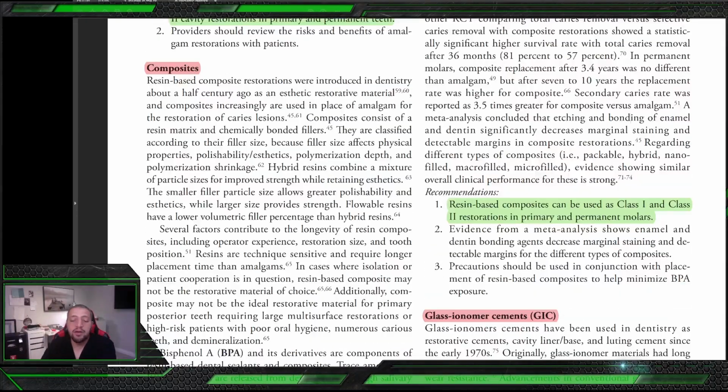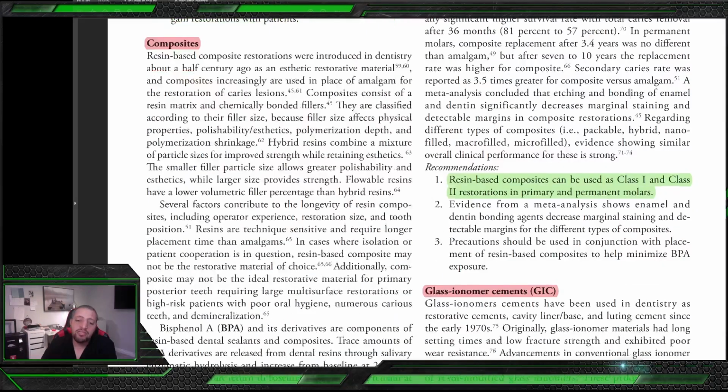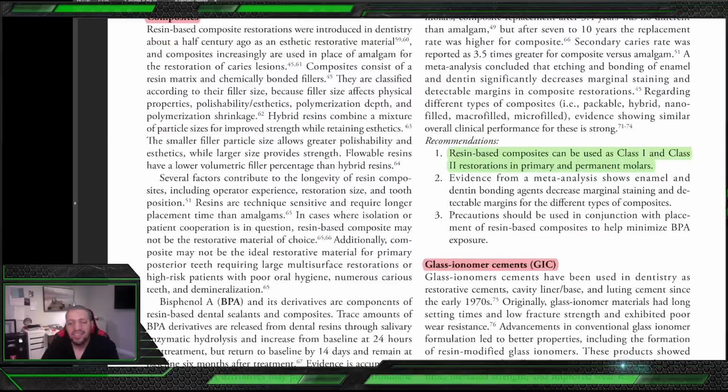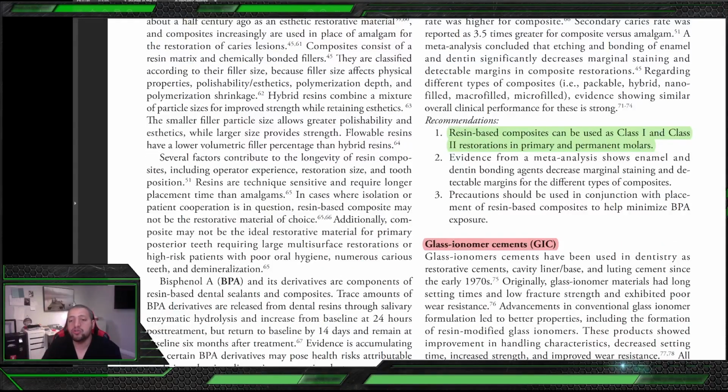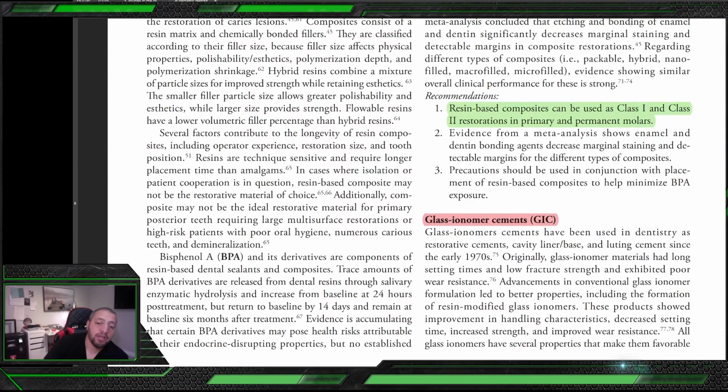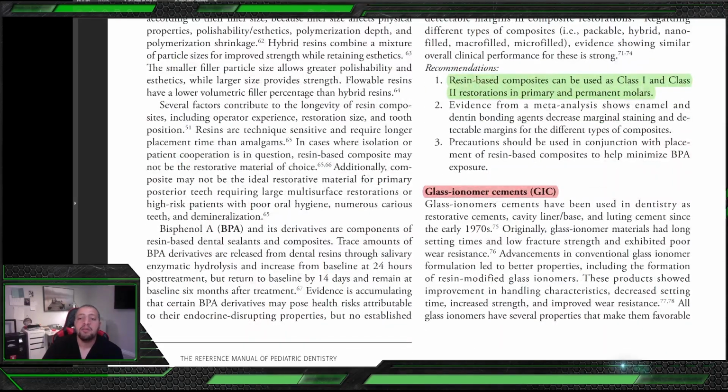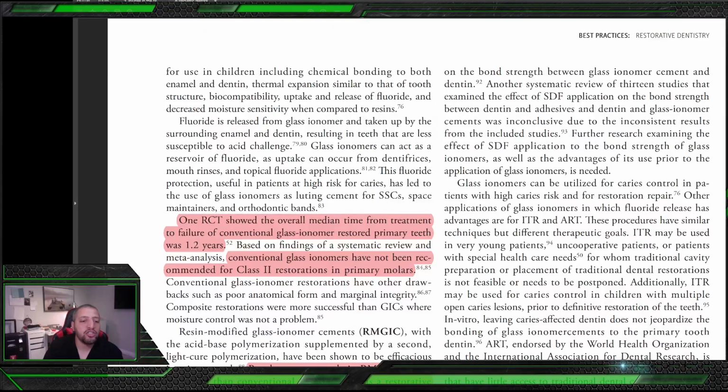And then we're gonna speak about glass ionomer cement. Glass ionomer cement can be used to restore it, but it has a lower success rate than amalgam and composite because it's just cement, but it can be used. And then he's going to give you the numbers for this one. For glass ionomer cement, one RCT showed the overall median time to treatment failure of conventional glass ionomer restored primary teeth was 1.2 years, so it's about 1 year. So I don't think this is a good recommendation to be used.